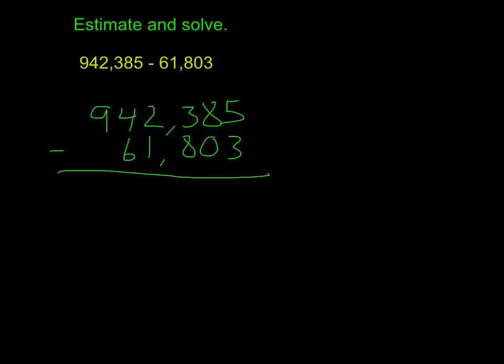Okay, so now we are going to estimate our answer. So we're going to estimate our answer by rounding, and I'm going to round to the nearest 10,000 because my second number here, my highest digit is the 10,000. So on my first number, I'm going to underline the 10,000th digit, and then I am going to look right next door. If it's 4 or less, we ignore. If it's 5 or more, we add 1 more.